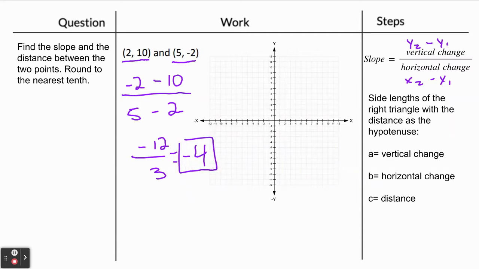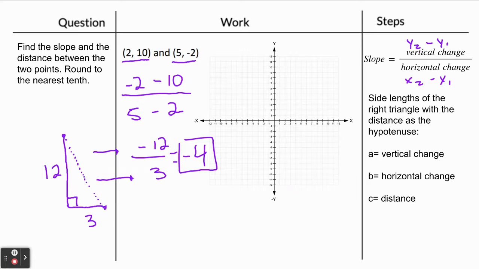Now we're asked to find the distance between these 2 points. We know here that the vertical change is -12, or it's going down 12, and the horizontal change is going over 3. If you think about that, the vertical change being down 12 and the horizontal change being over 3 creates a right triangle. One length is 12 and one length is 3. What we're looking for is the distance between those 2 points.